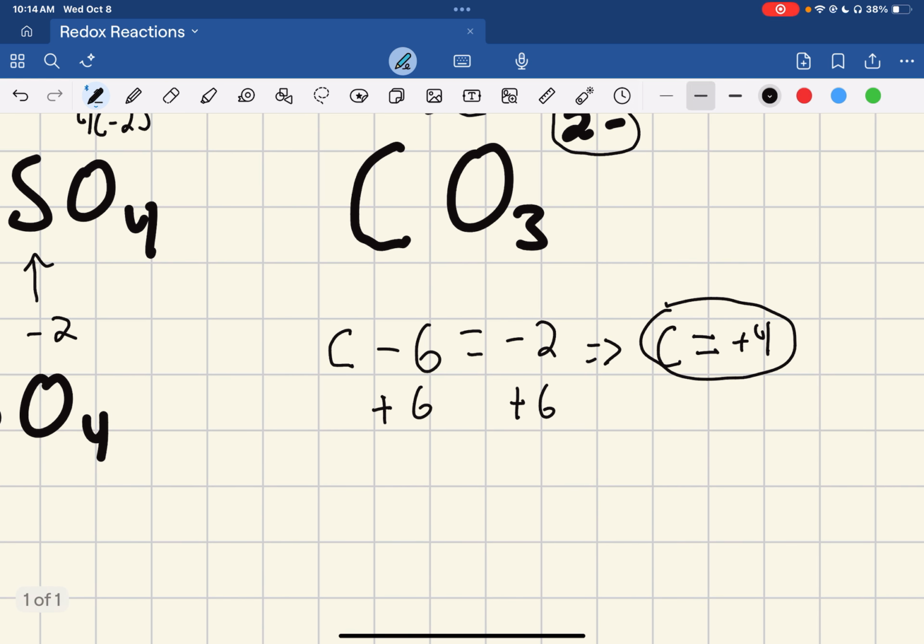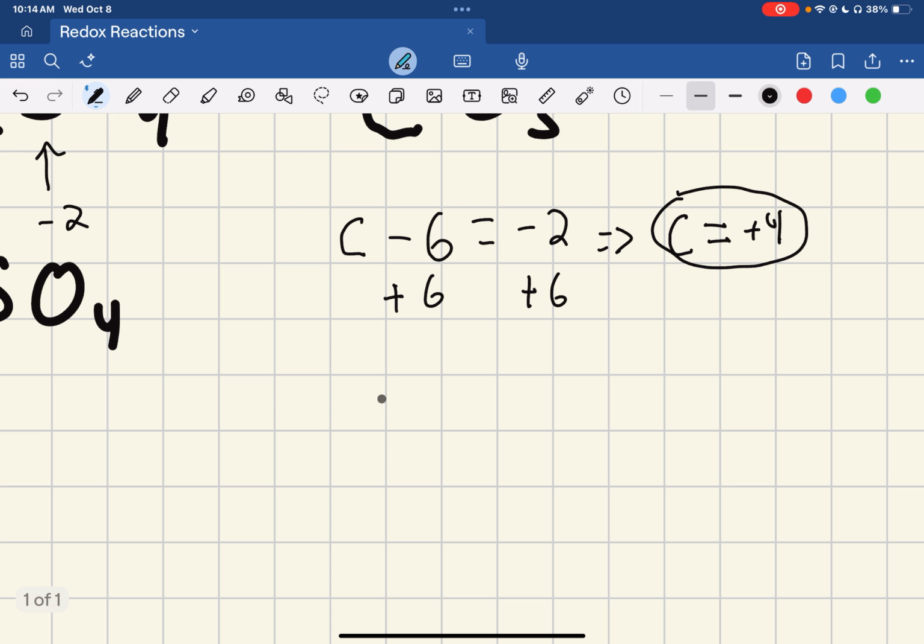So if I go to rewrite these again, so I can write the actual oxidation numbers for each of these, carbonate, CO3. We still know that oxygen is going to be -2. And we still know that carbon here is going to be +4.